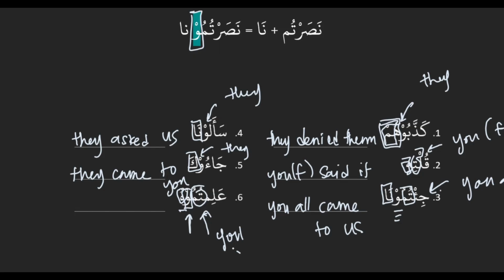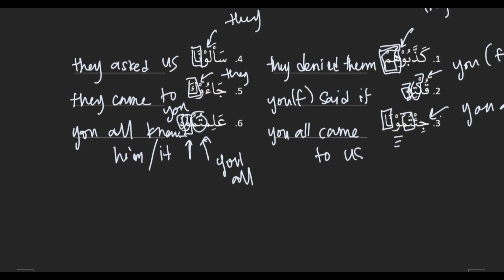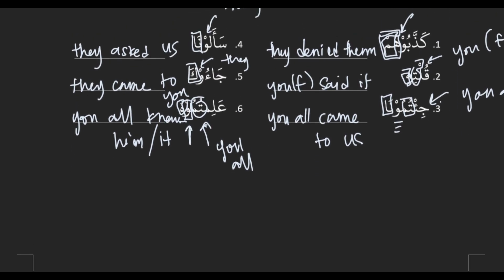So then the translation here would be? You all. Alima, knew. Knew, good. Him or it. Good. You all knew him, or you all knew it. Very good. Rules number 1 and 2 all clear? Yeah. Know how to distinguish between an ending indicator waw and a smoothing waw?